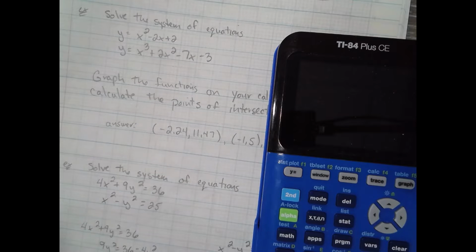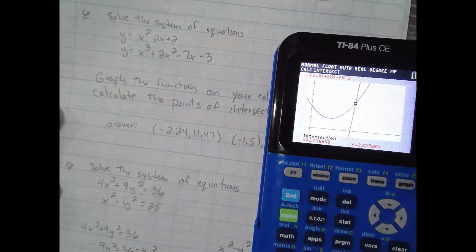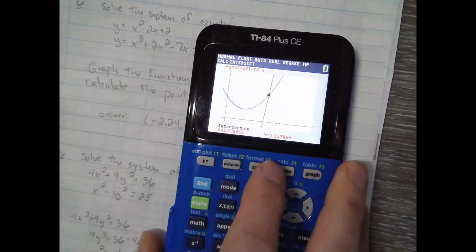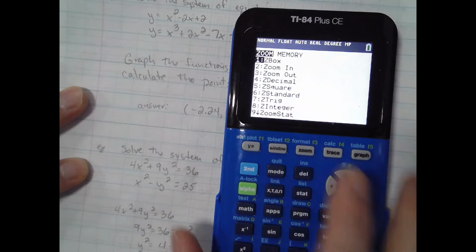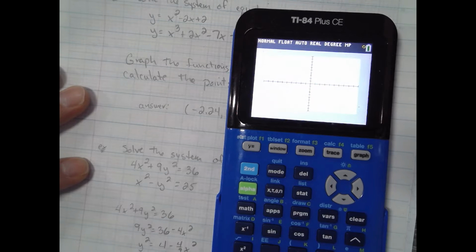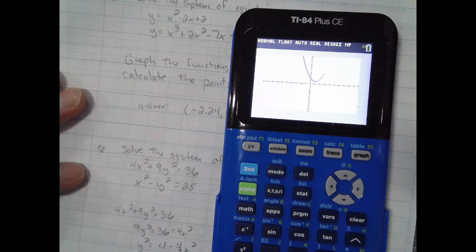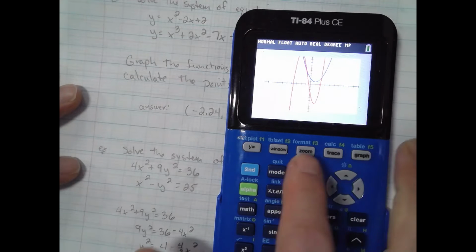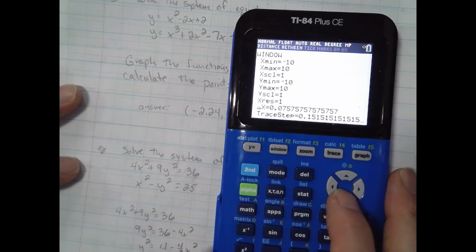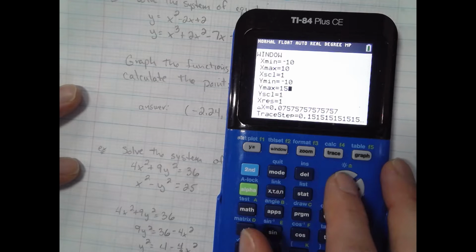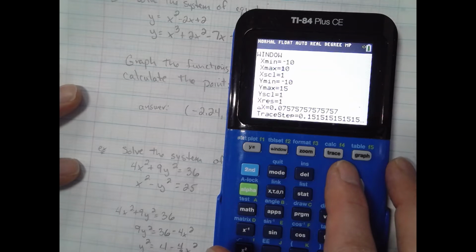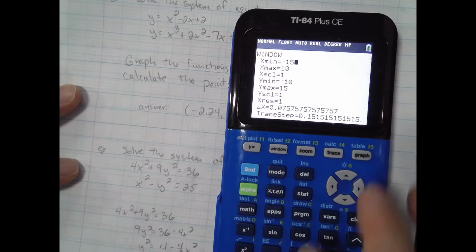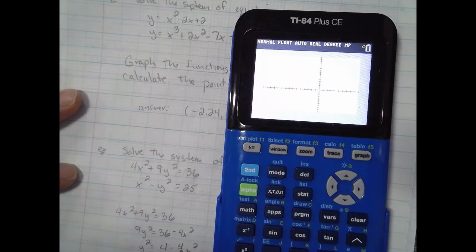Did we all get the other two? You did? Okay. So I'll do one more. I'm going to do zoom standard, and I'll do the one that's not on the screen. There's my parabola. Here comes my cubic. There it is. So I'm going to go up and to the left a little bit. My window, I'm going to adjust my Y max. I'm going to make it 15. My X min, I'm going to go negative 15. Should be on the screen now.